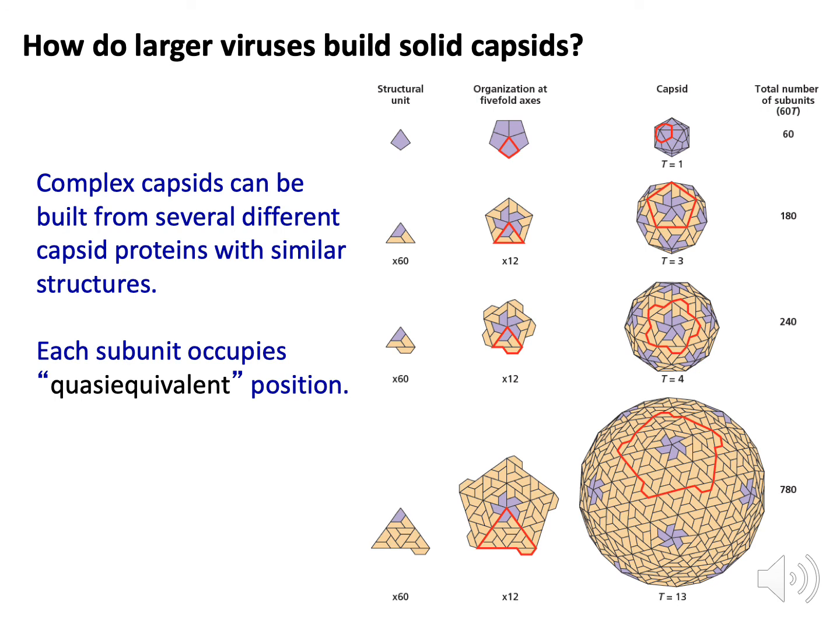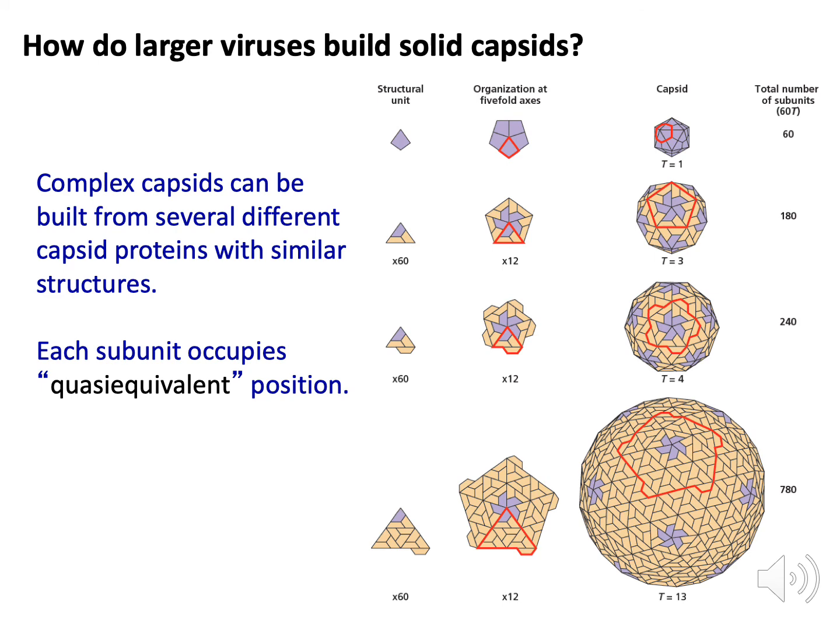So T = 1 is the simplest total number of subunits. 60 proteins interacting, the same protein interacting, and in the T = 3 virus, in that triangle, in that face, you see three molecules that are interacting somewhat differently. I'm going to show you.